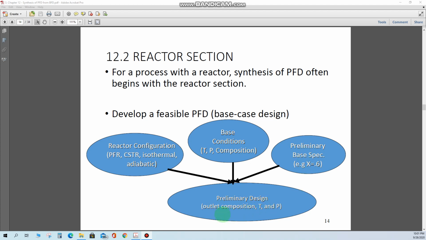Once you have these three pieces of information, you can have the preliminary design of the reactor that can give you information about the outlet composition, and if there is an endothermic or exothermic reaction, any change in the outlet temperature, and what pressure is more suitable to get the maximum value for the products. So with these three pieces of information, we can have an idea about the output from the reactor.